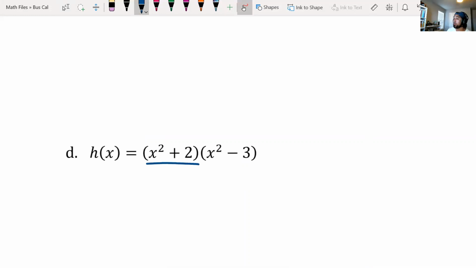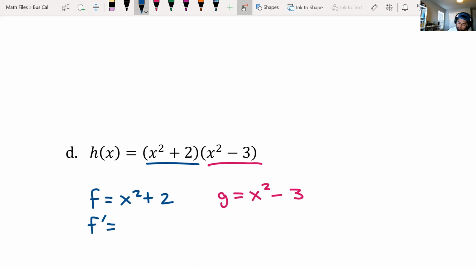x squared plus 2 will be f. x squared minus 3 will be g. So f is x squared plus 2. g is x squared minus 3. Take their derivatives. f prime is 2x. g prime is also 2x.